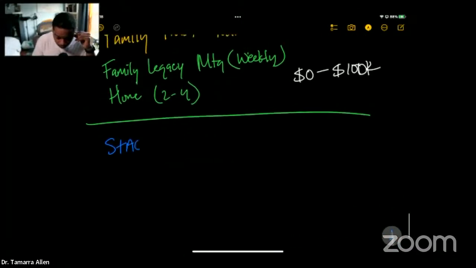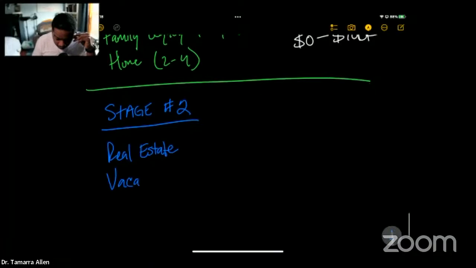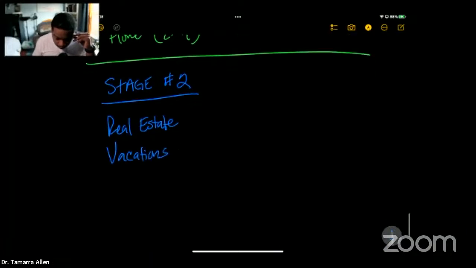Stage two. This is where we get into real estate. You're in real estate. You may be going on family retreats and vacations because we write off everything. Wink, wink. Foundations.